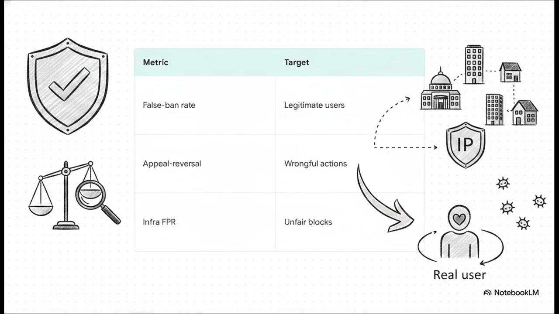And because of that tension, the ultimate success of this whole AI architecture isn't just measured by the millions of bots it catches. It's heavily measured by these critical guardrail metrics: the false ban rate, the appeal reversal rate, and ensuring that shared infrastructures, like a university campus or a corporate office where thousands of real people share one IP address, aren't wrongfully penalized. The primary directive here is simple: do no harm to real users.